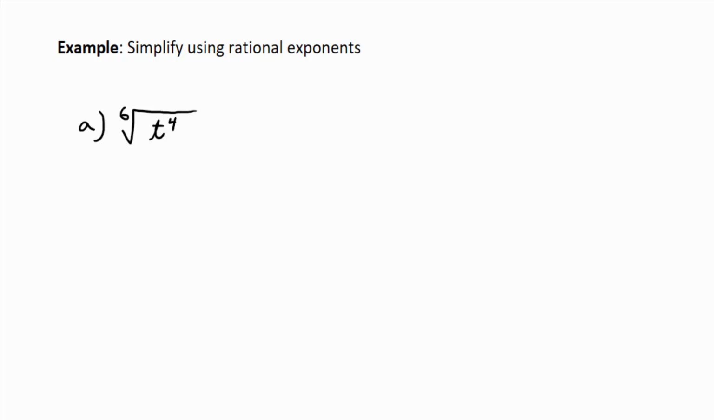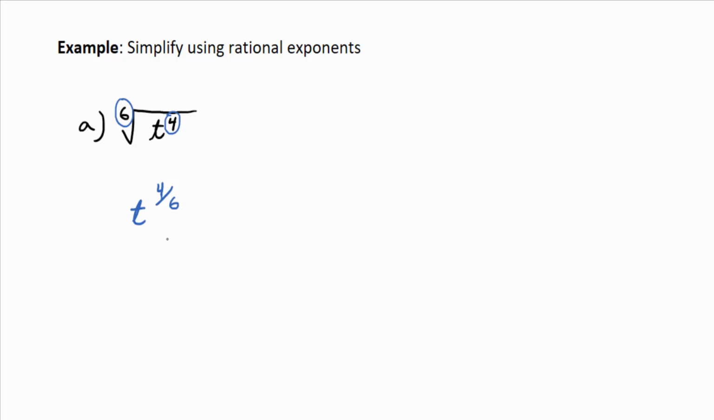So how could you rewrite the 6th root of t to the 4th power using the rational exponent notation? What does that equal to? T to the... So always think about it this way. It's going to be t to a fraction, right? What's the numerator of the fraction going to be? It's going to be the power. And the denominator of the fraction is always going to be the index of the root. So the 6th root of t to the 4th is t to the 4/6.